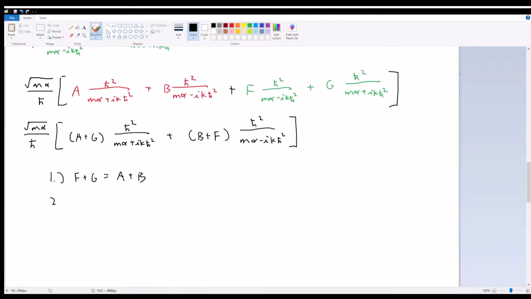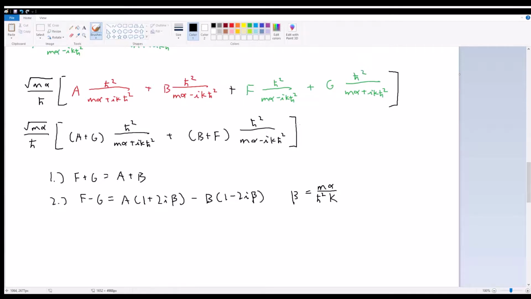and then we have condition 2, which is that f minus g is equal to a times 1 plus 2i beta, minus b times 1 minus 2i beta, where beta is just this constant that equals m alpha divided by h bar squared times k.